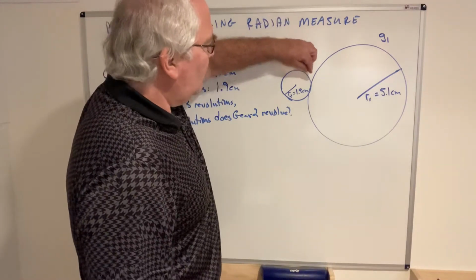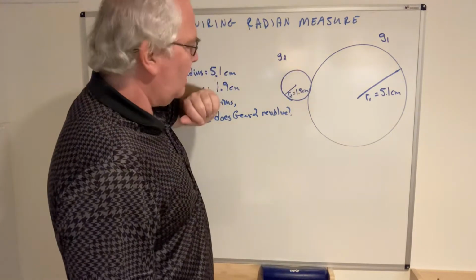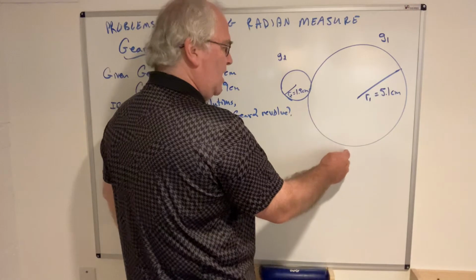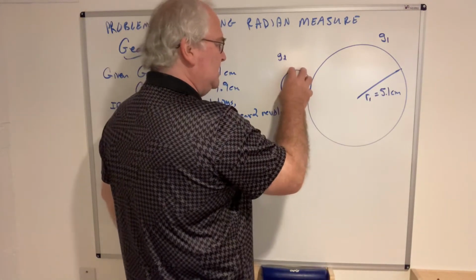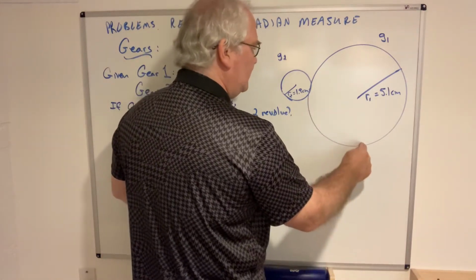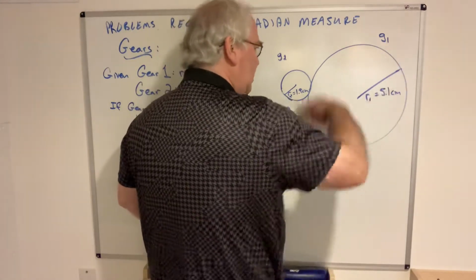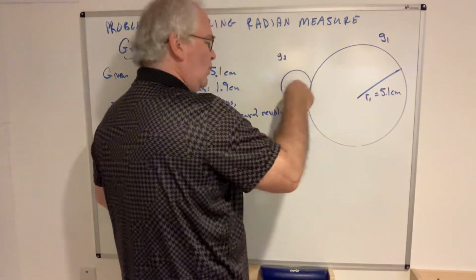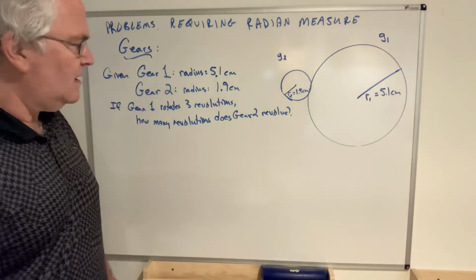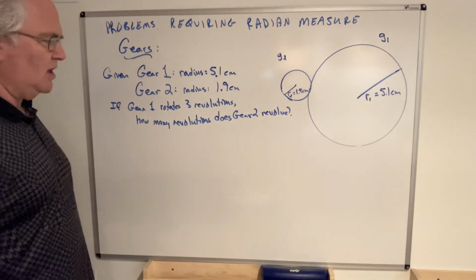Imagine that gear number 2 is painted on the edge. As it makes 1 revolution, that paint comes off on gear number 1. But since this circumference is so small, it might only cover this much of the gear, whereas this is much larger. So for each revolution here, this is going to make much more than 1 revolution. That's the notion behind mechanical advantage. And so the question is, if gear 1 rotates 3 revolutions, how many revolutions does gear 2 make?